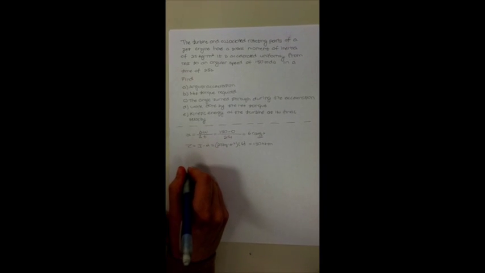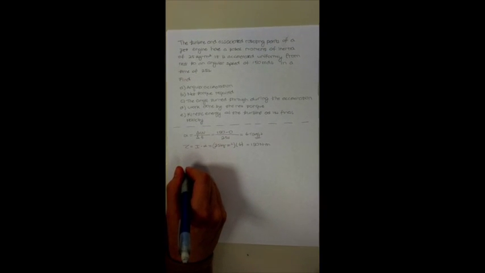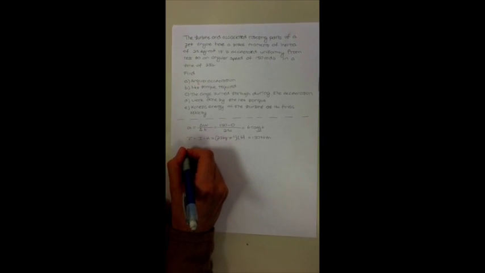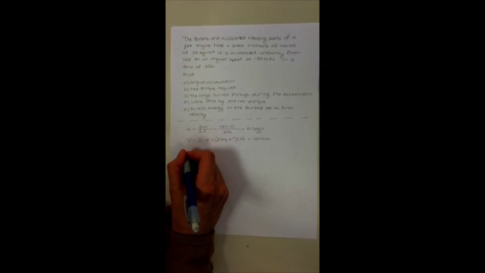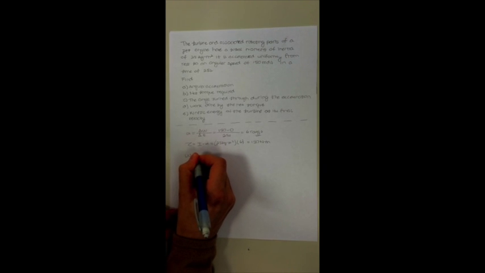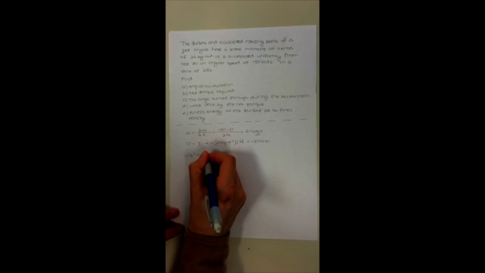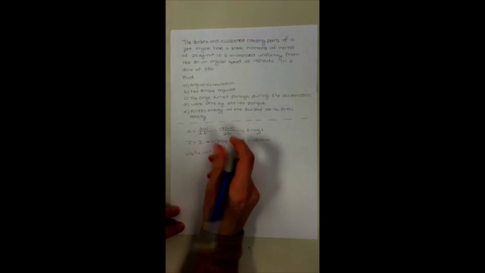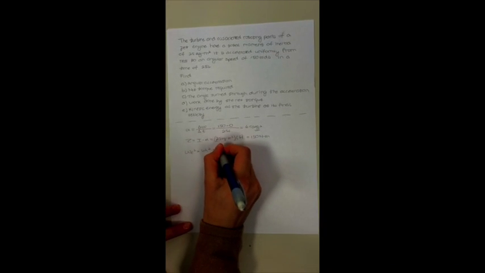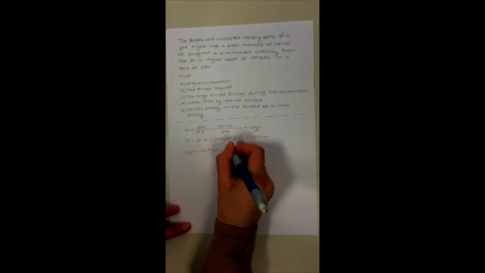Now, let's look at the angle turned through during the acceleration. In order to be able to find the angle, we need to use a formula. In this case, omega final squared equals omega initial squared plus 2 alpha delta theta would give us the angle theta, since we know all the other factors in the formula.